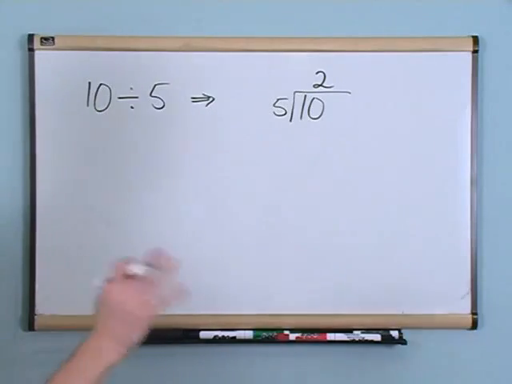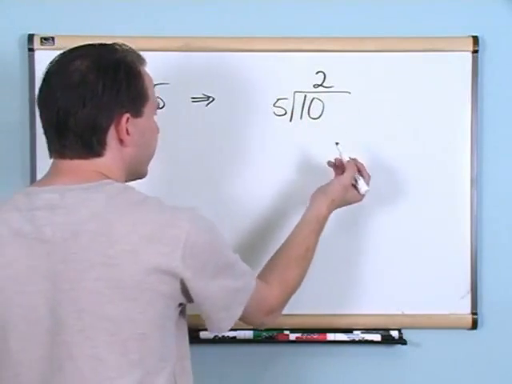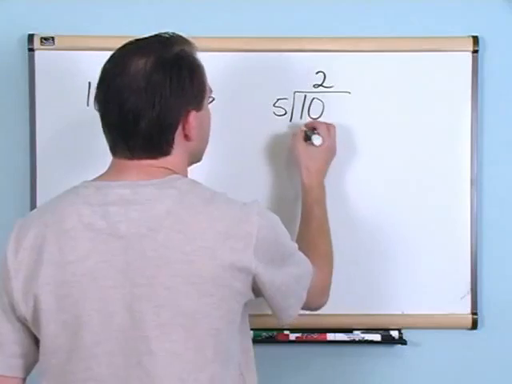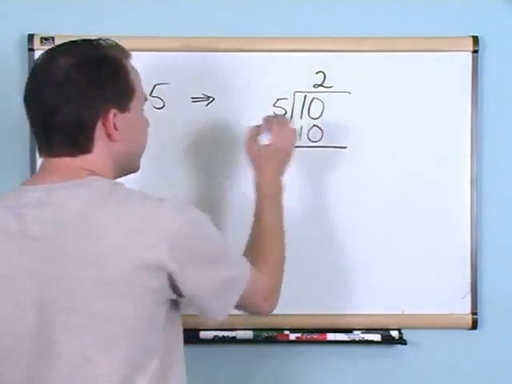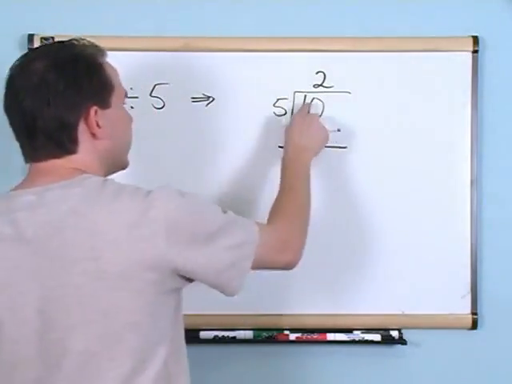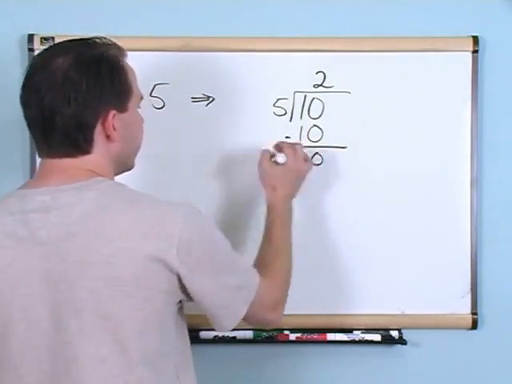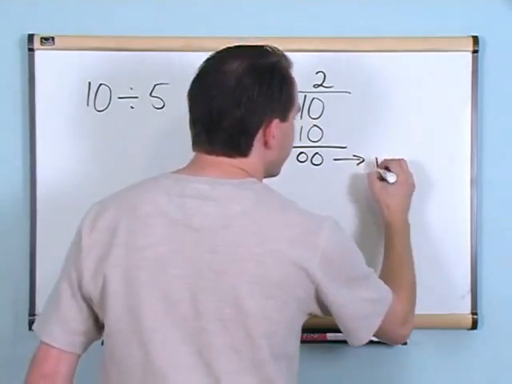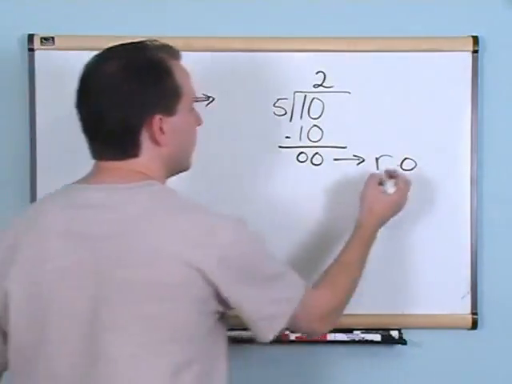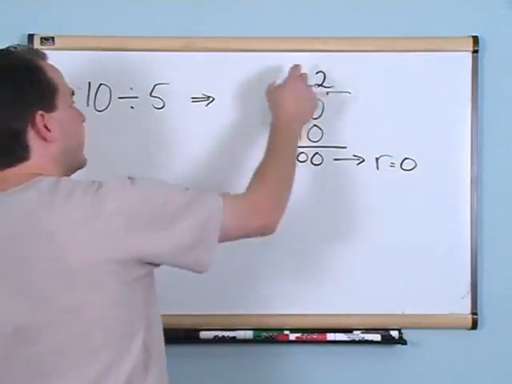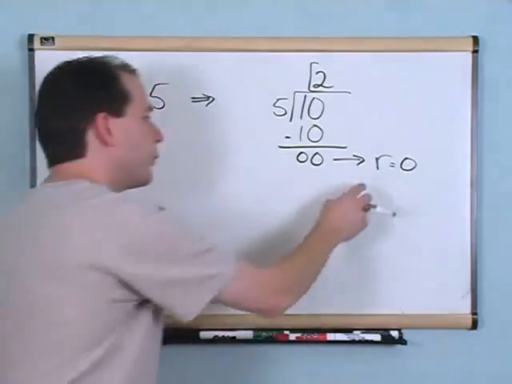Now let's check ourselves, let's make sure. Let's multiply. 2 times 5 gives us 10. So we're going to write 10 down here, because 5 times 2 gave us 10. And now we're going to subtract these two. 0 minus 0 gives us 0. 1 minus 1 gives us 0. So the remainder, which I'm going to put as an R, is 0. The answer to this question is 2, and there is a remainder of 0.